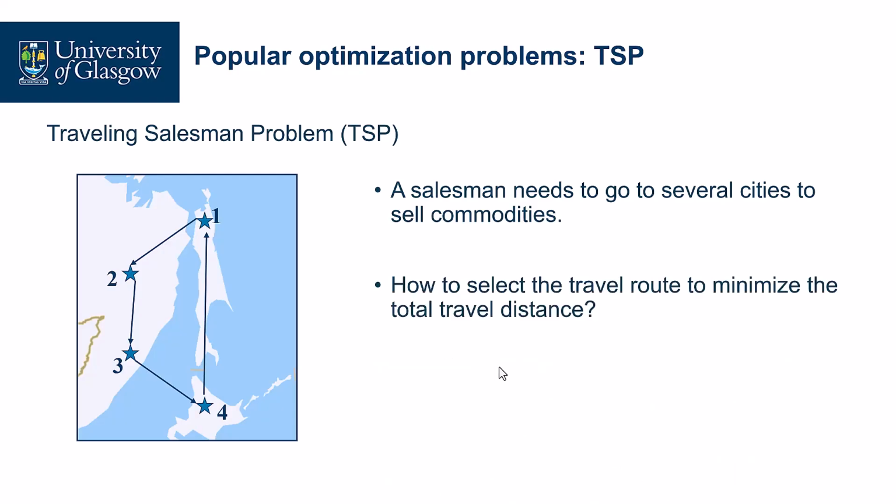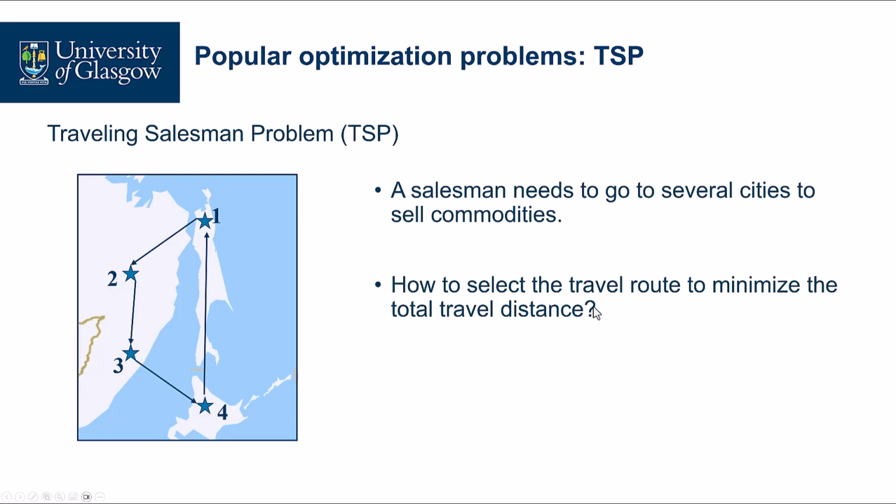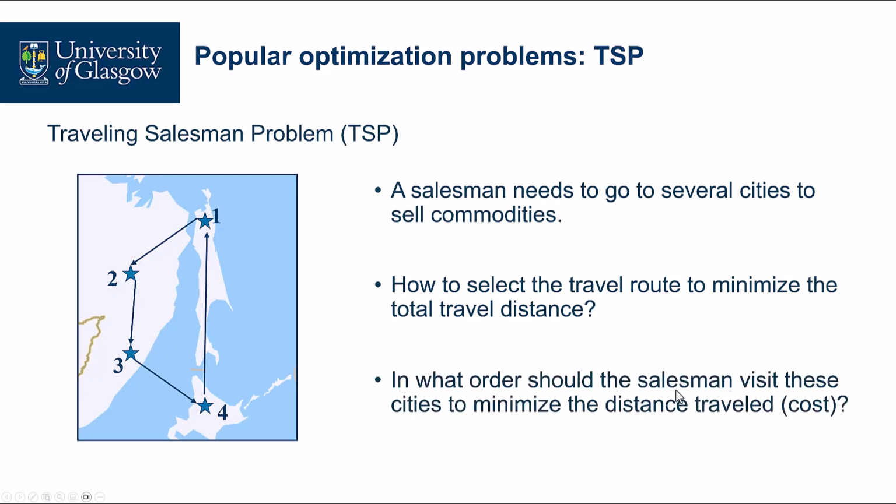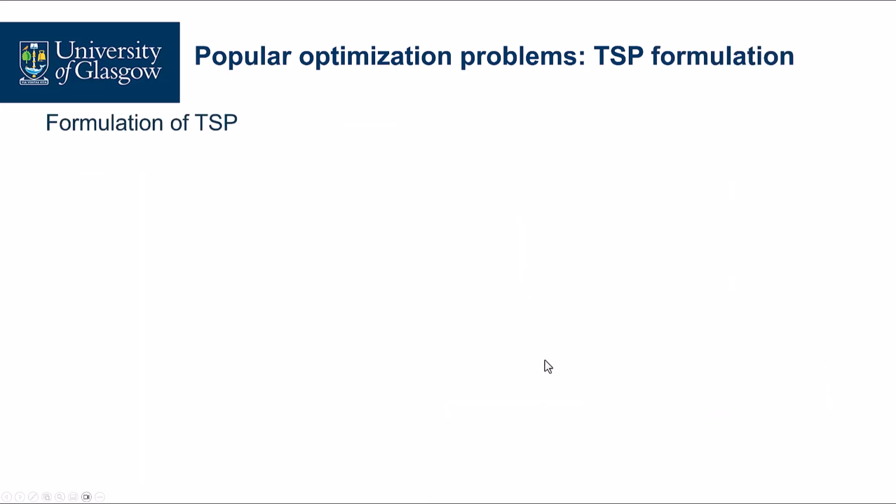The question is how to select the travel route to minimize the total travel distance? Or in what order should the salesman visit the cities in order to minimize the total distance? And this translates to the cost, right? So this is an interesting problem. So now let's formulate it mathematically.